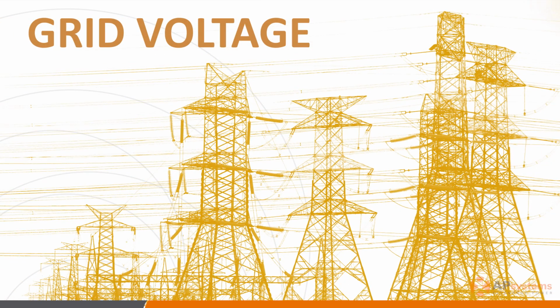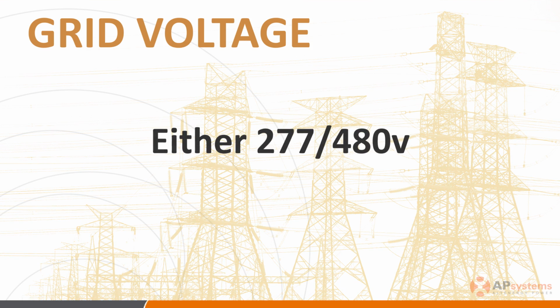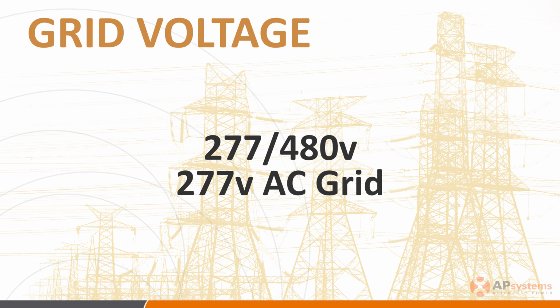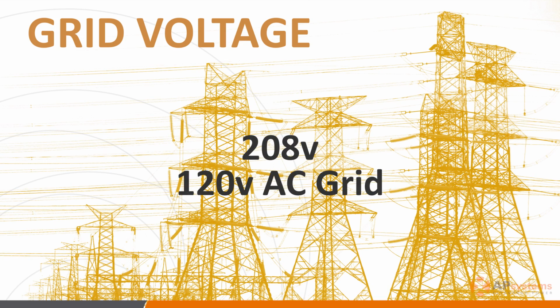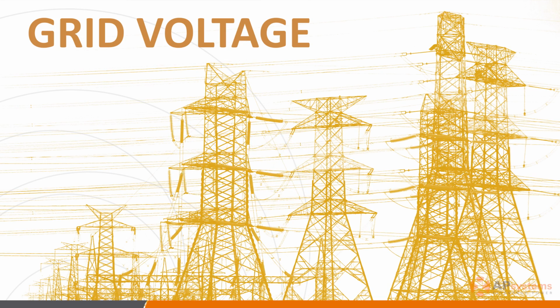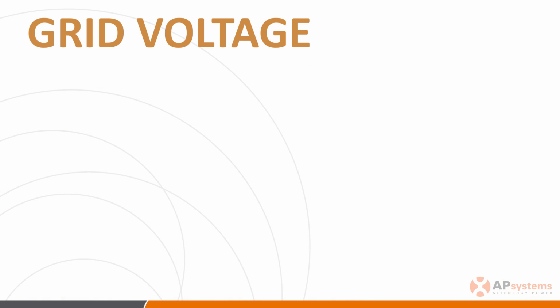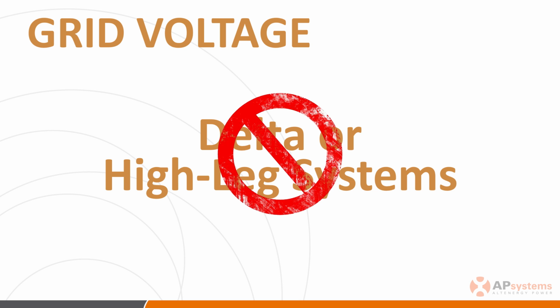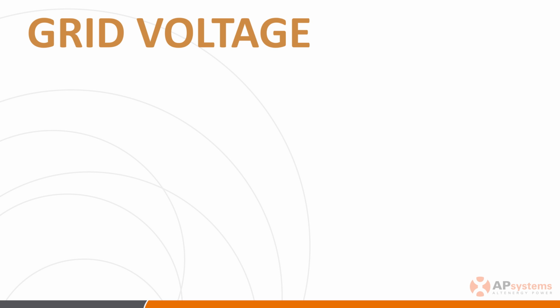Verify the site's grid voltage prior to actually installing the system, making sure that it is either a 277/480 volt or 208 volt balanced 3-phase grid. Note that the 277/480 volt inverters operate within the 277 volt AC grid, and the 208 volt inverters operate on a 120 volt AC grid. And as a reminder, the YC1000 cannot be used in a delta or high leg system. All 3 phases need to be balanced for the YC1000 inverters to function properly.